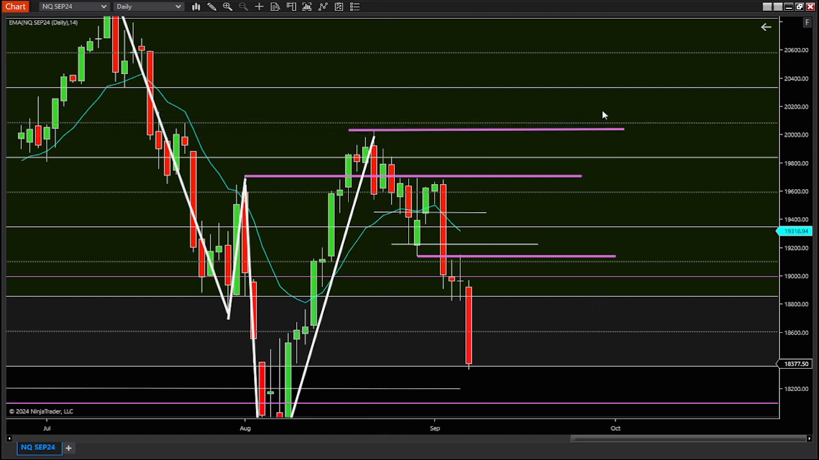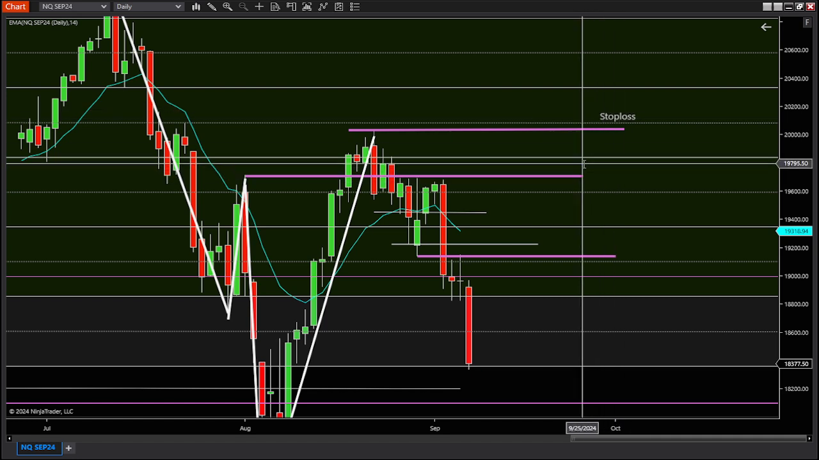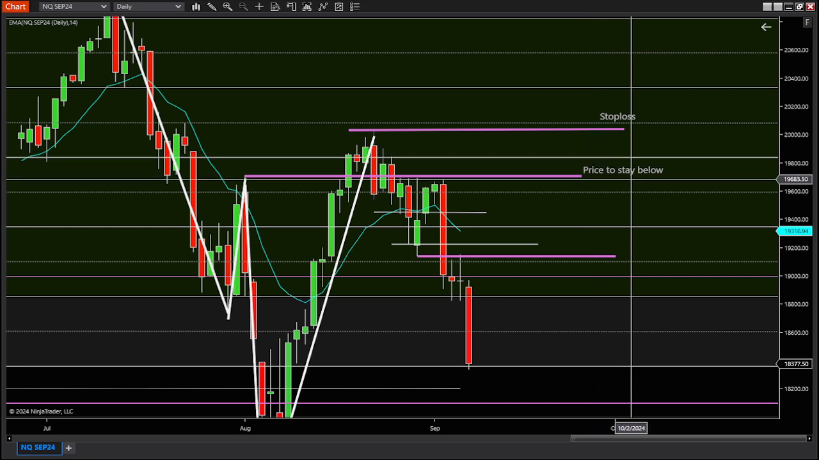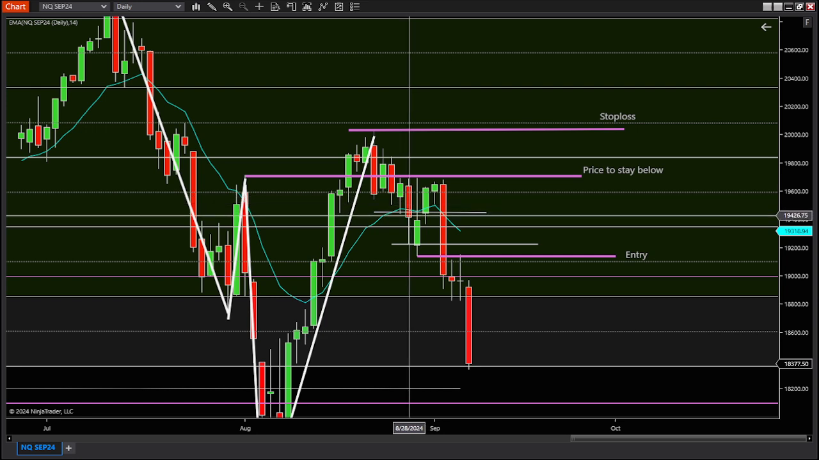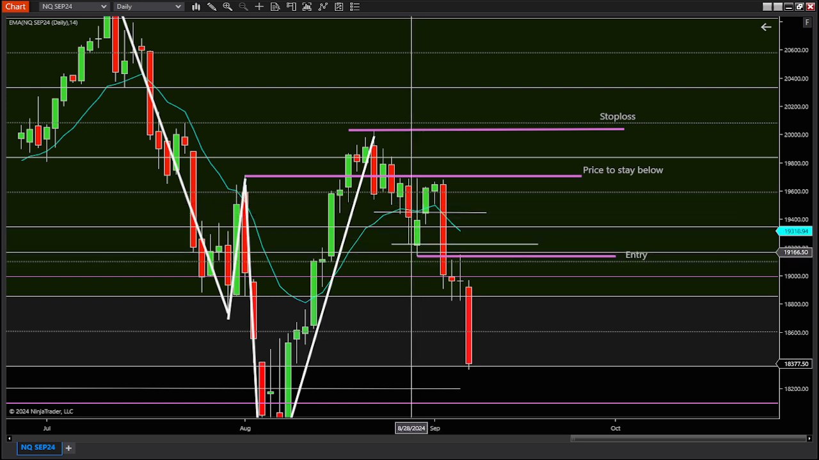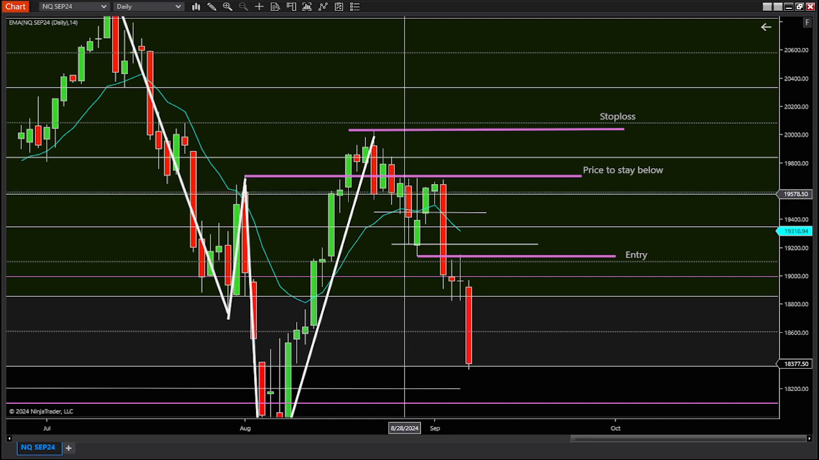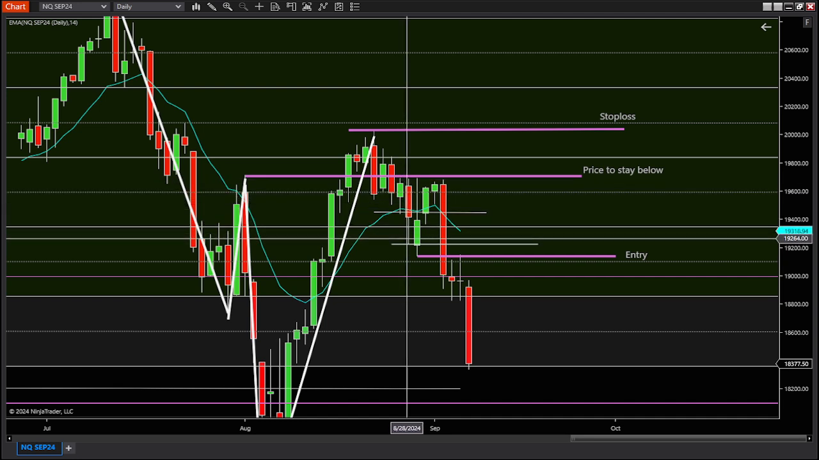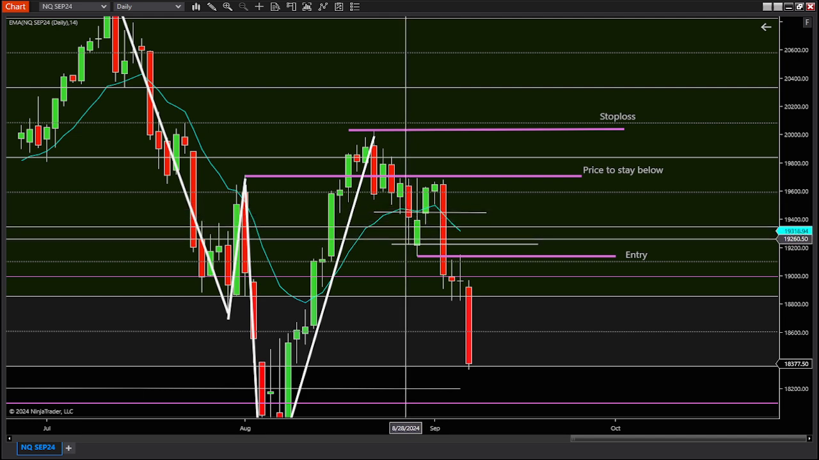Because remember, this is the stop loss. And you want price to stay below. And then this is our entry. So if we use this red candle closing below, it would have worked, but it doesn't have a high probability because it's not a strong bearish candle. It's not a candle closing near its lows. The lower this candle closes near its lows, the stronger it's going to be for the move.